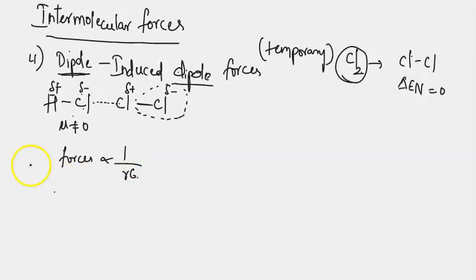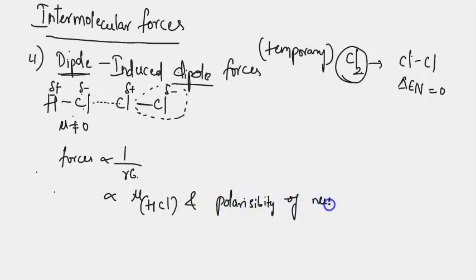The forces of attraction are inversely proportional to r power 6. The magnitude of the induced dipole moment also depends upon the magnitude of the dipole moment of the permanent dipole molecule, here HCl, and the polarizability of the neutral molecule. How well the electron cloud can be deformed in the molecule is nothing but the polarizability.